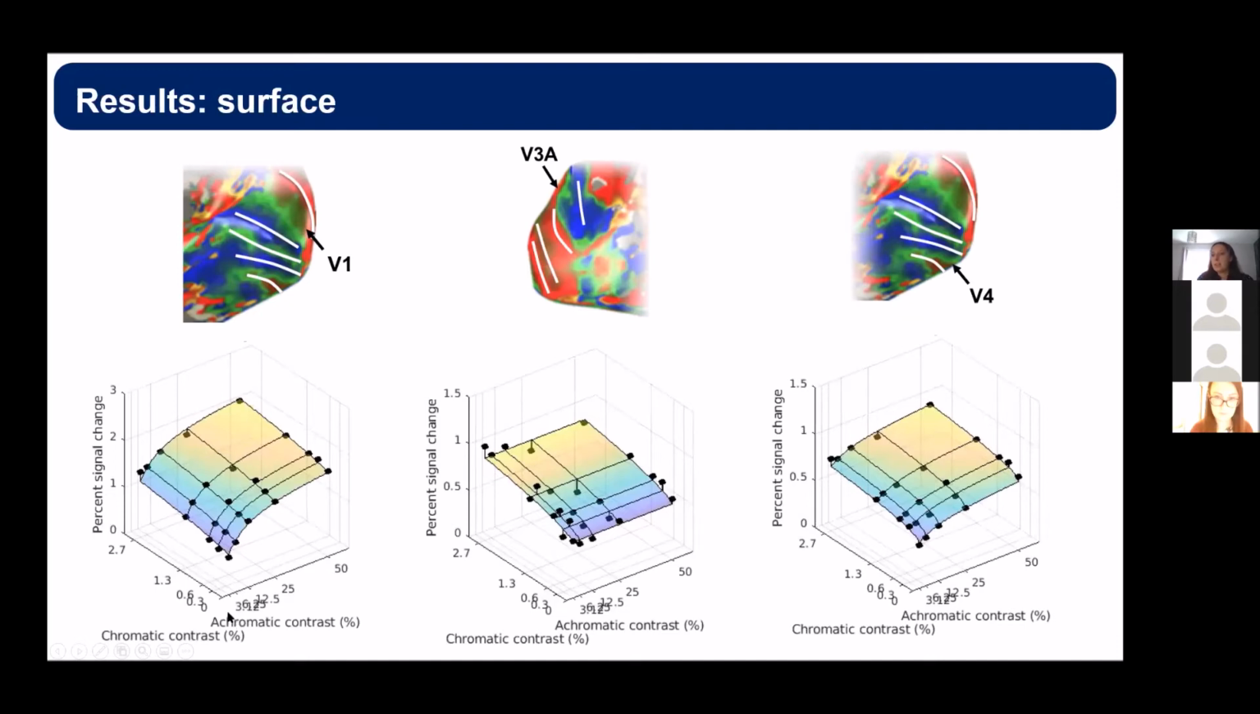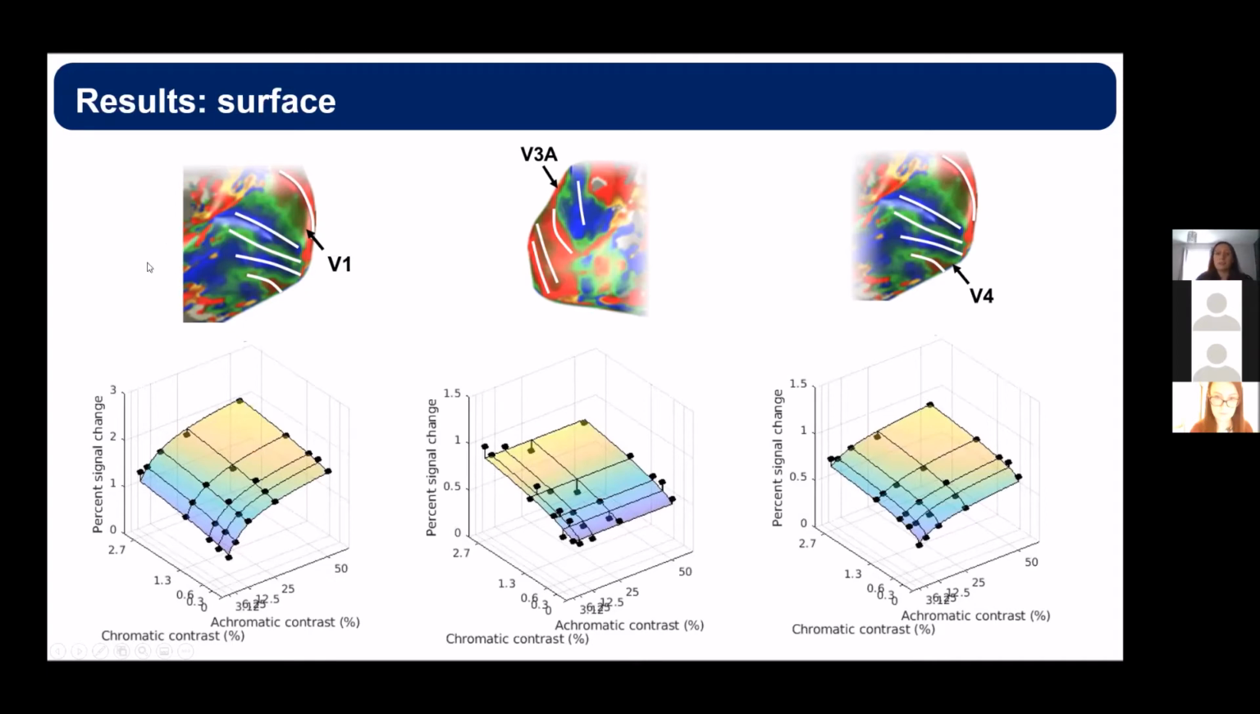So as I said, we have achromatic contrast going up in this direction and chromatic contrast going up along this axis. Our percent signal change value for that area for that condition goes up along the z-axis. Black dots are measured percent signal change values, and the coloured surface you see is what the model I showed you before predicts. So we can see from these graphs, the model seems to be predicting our data quite well, particularly in V4 and V1. V3A, however, appears to have no or very little change in response to the increase in our achromatic background.